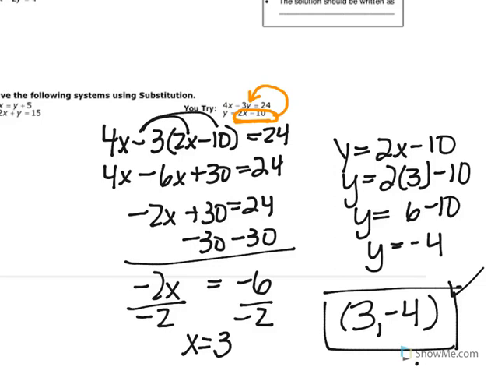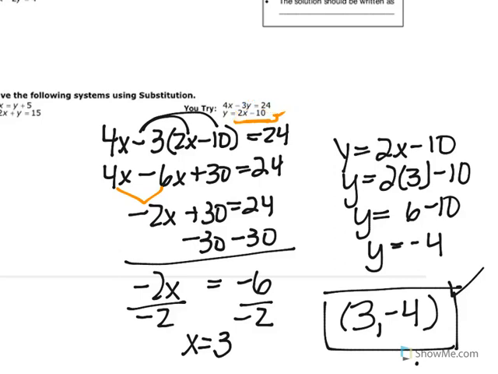On our next step, I had to distribute the negative 3. So negative 3 times 2x is minus 6x, and negative 3 times negative 10 is positive 30. The next step, I combined like terms. 4x minus 6x is negative 2x. So I have negative 2x plus 30 equals 24. Then I subtracted 30 from both sides. And so we have negative 2x equals negative 6. And then divide each side by negative 2, and we end up with x equals positive 3.